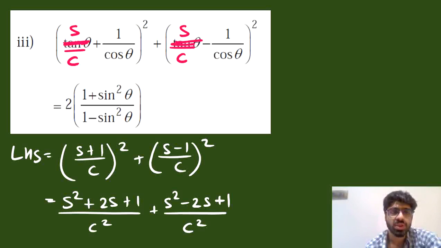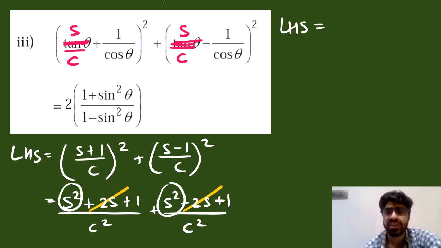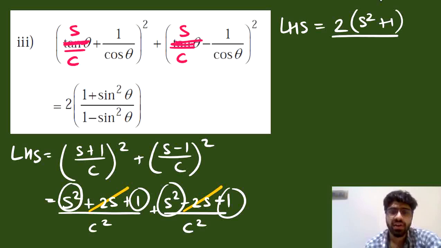You add up the terms and you will realize that this plus 2 sin theta minus 2 sin theta gets cancelled. So the left hand side now is sin square theta plus sin square theta, which is 2 times sin square theta, plus 1 plus 1, which is equal to 2. So that's 2 sin square theta plus 2, which is 2 times sin square theta plus 1, divided by cos square theta, which can be written as 1 minus sin square theta.